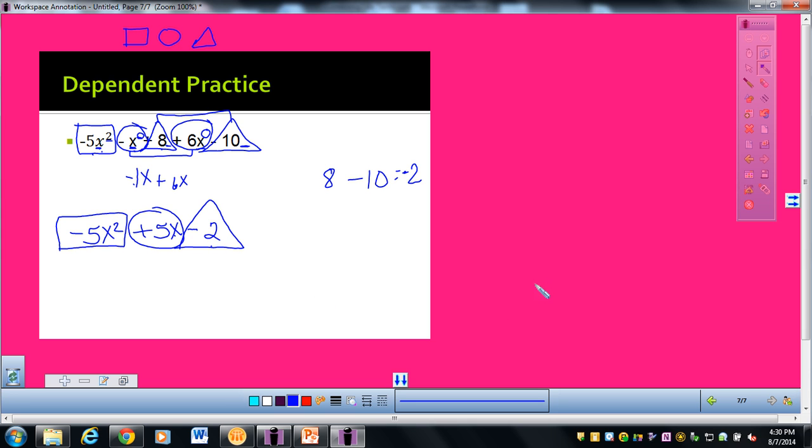And that is all you need to do for combining like terms. And that is the end of the lesson for today. We will do lots of these in class, so don't worry if you're still a little bit confused. It will be okay.